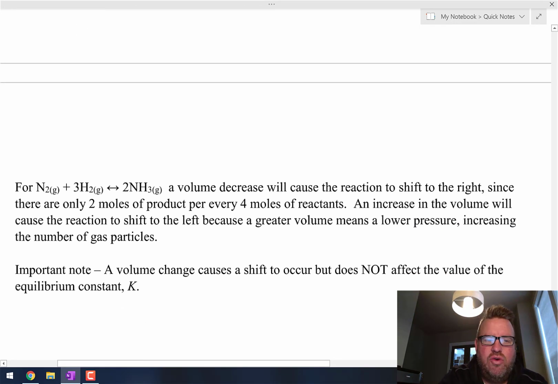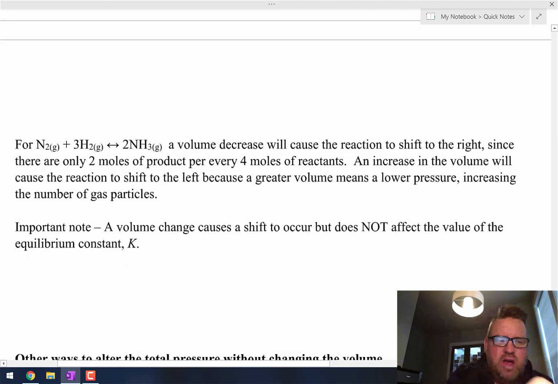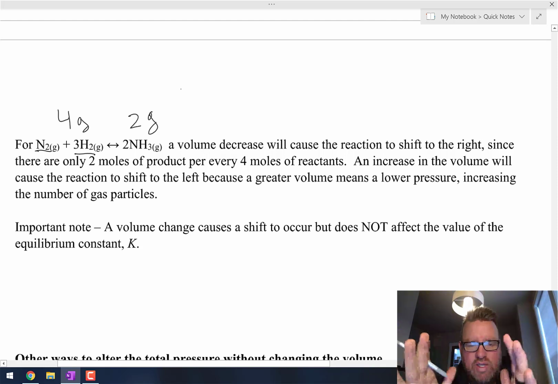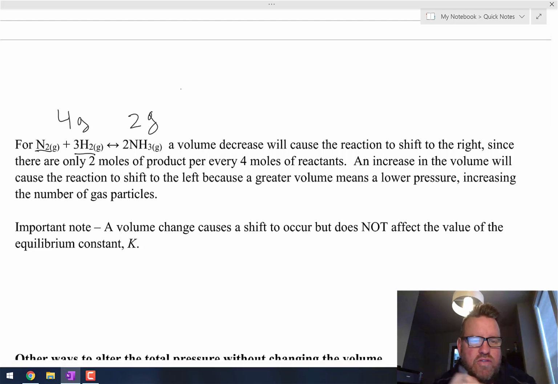For N2 and H2, that reaction, again, you've got 1 nitrogen and 3 hydrogen. So you've got 4 gases, and here you only have 2 gases. So a volume decrease will cause the reaction to shift to the right, since there's only 2 moles of NH3 for every 4 moles of the reactants.